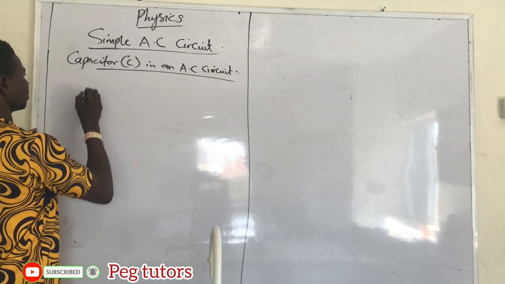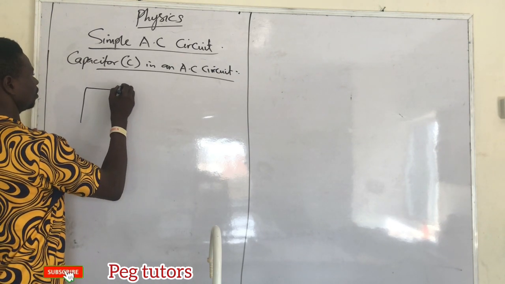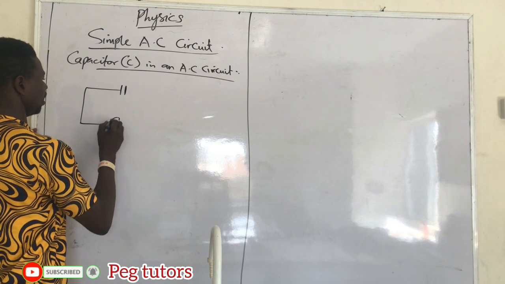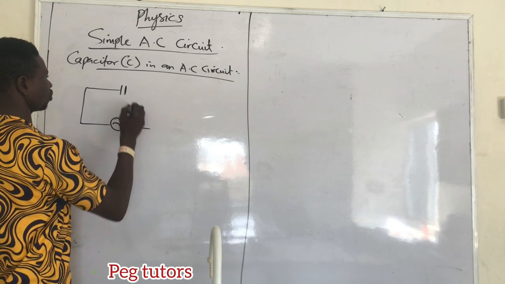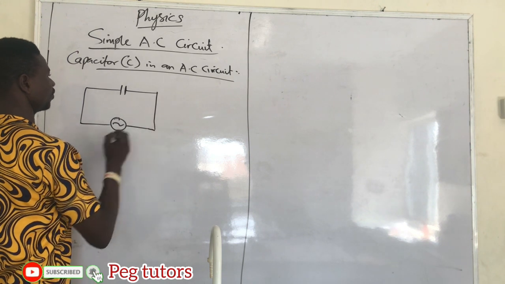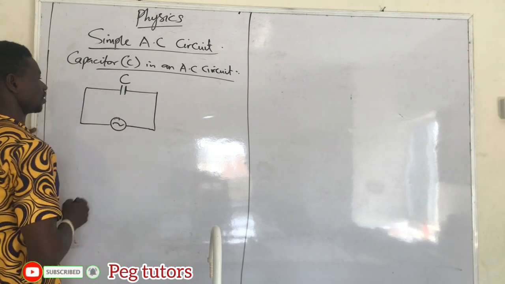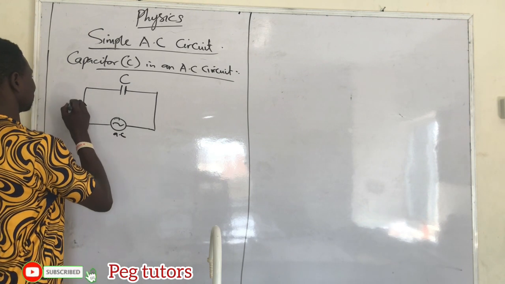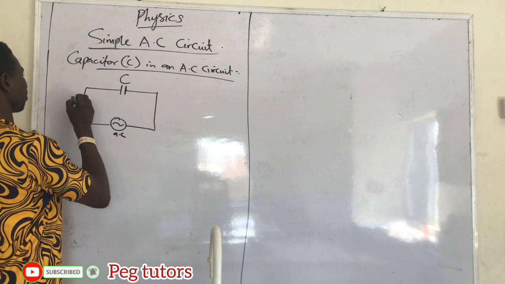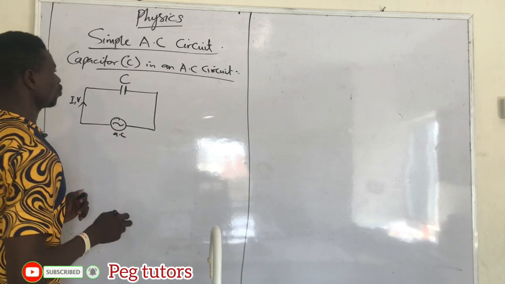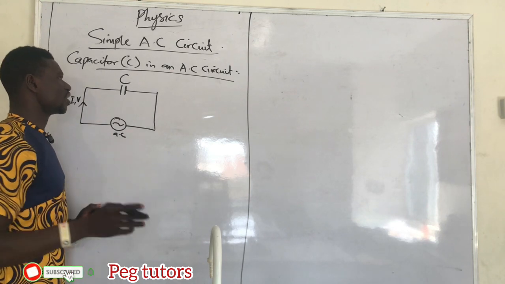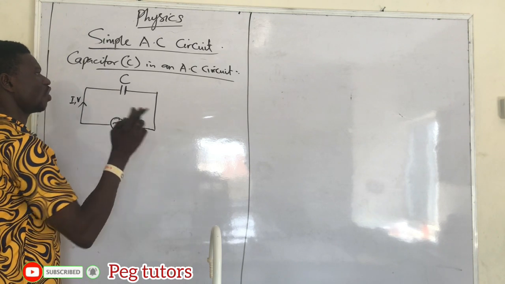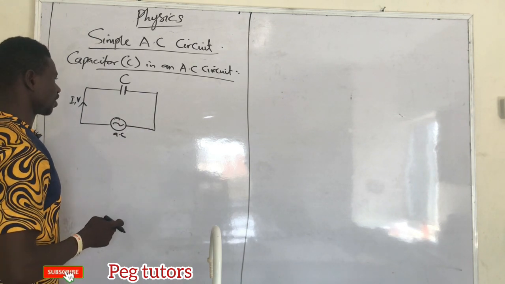So we draw the AC circuit, and then we have our capacitor. This is the symbol of a capacitor, and this is the symbol of our AC source as usual. This capacitor is C, and the AC current and AC voltage move through here. So the question now is, what is the effect of this capacitor connected in an AC circuit?